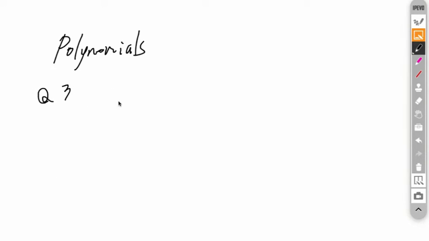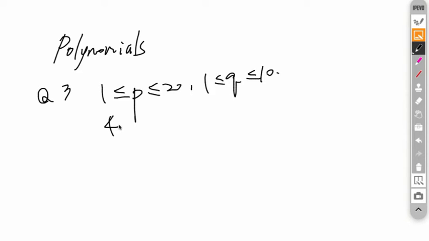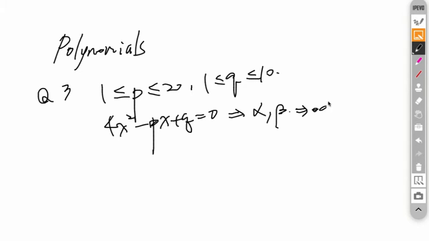Our third question will also involve Vieta's formula. It says that p is between 1 and 20, q is between 1 and 10, and that the equation 4x squared minus px plus q equals 0 has two roots, alpha and beta, and these are both odd numbers. It asks you to solve for alpha and beta. So we'll use Vieta's formula.